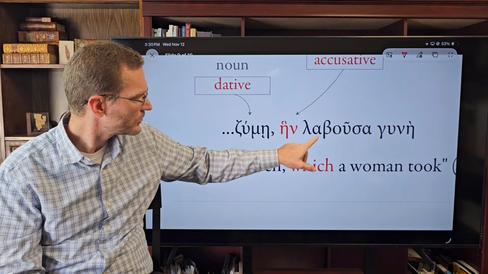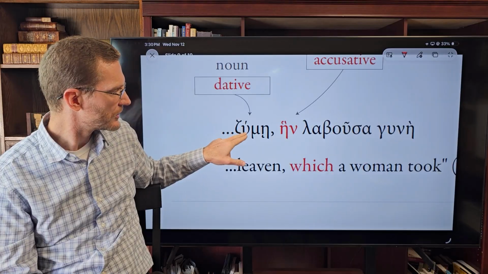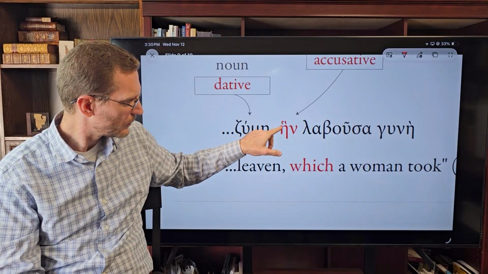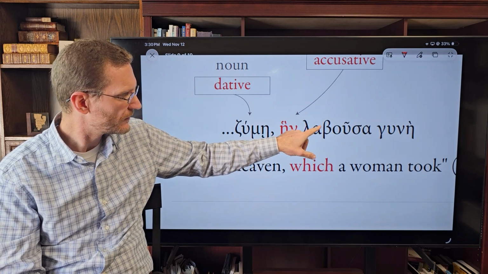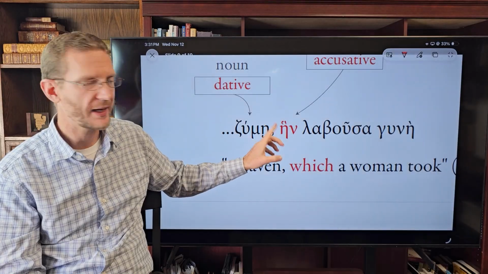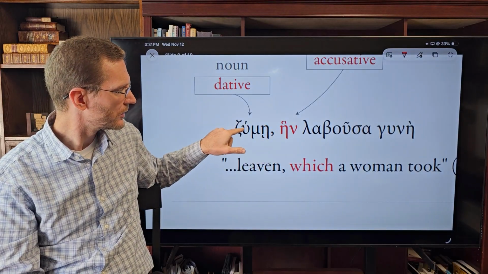So a woman took what? She took which. So which is what? Which is the leaven. In its own clause, the relative pronoun is functioning as the object of the verb. She took which. Grammatically, that's what she did. She took which. And which refers to the leaven.